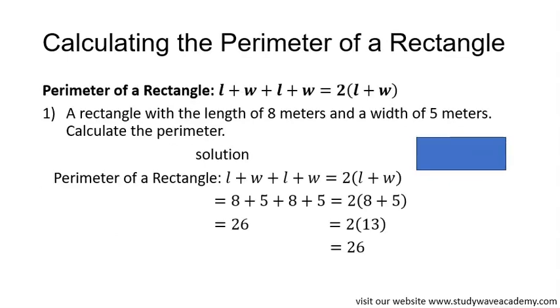Let's look at how to calculate the perimeter of a rectangle. We have looked at how to calculate the area, the length and the breadth of a rectangle. Now we are going to be looking at how to calculate the perimeter of a rectangle, okay? Do not be confused. The formula is L plus W plus L plus W, which can be written as 2 bracket L plus W. Do you understand?